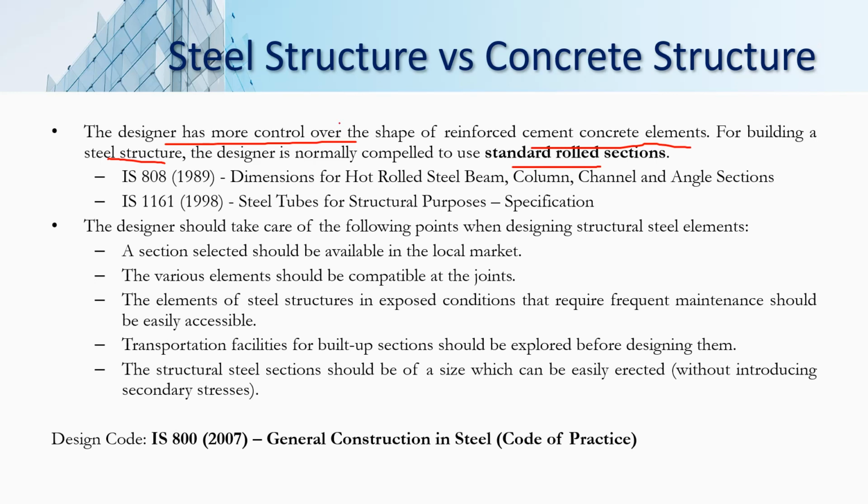If you want to see the dimensions for these rolled sections, then you can download and look at the Indian code IS 808. This code is related with the dimensions for hot rolled steel beam, column, channel, and angle sections. And for steel tubes, you can download and read the IS 1161 code. So these 2 codes are related with the dimensions of these structural elements.